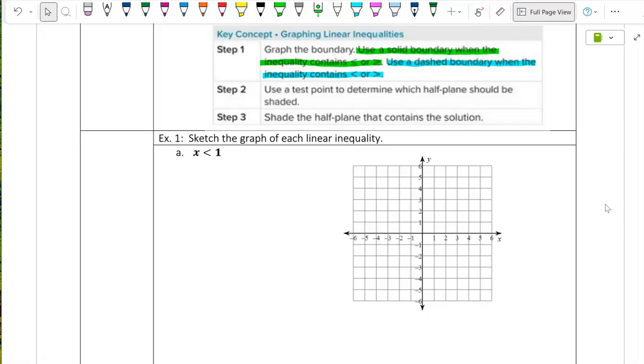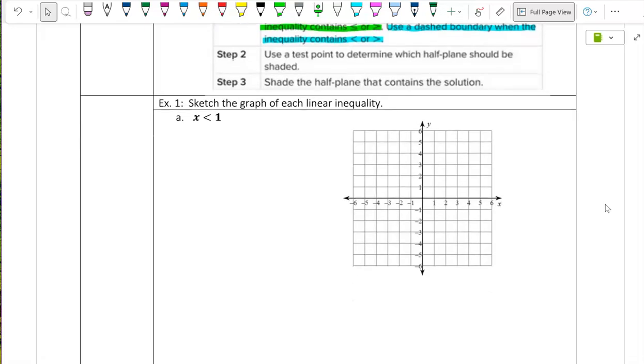All right, so sketch the graph of the linear inequality. Now, this one just has one variable. This one says x is less than 1. Anytime there's just an x, this tells us that we are going to have a vertical line. We do not have a y variable here, so this is going to be a vertical line at 1.